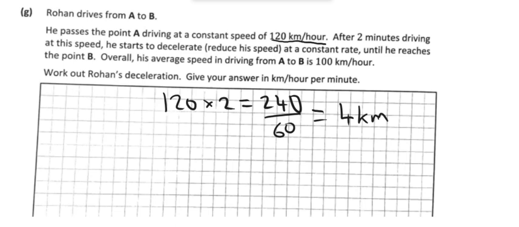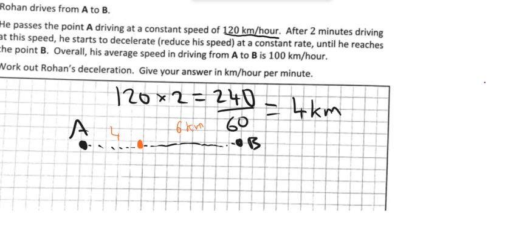So he's gone 4 kilometers. If you're thinking of it from A to B, that's A, and this is B here. So it's at 4 kilometers that he starts to decelerate, and he's got 6 kilometers left for when he's decelerating. It's after 2 minutes that he starts to decelerate. He notices that he's going too hard and he starts to decelerate.